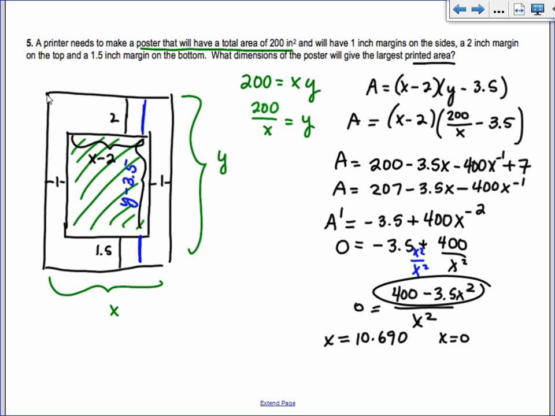All right. So you can do your number line. So you have 0 and you have 10.690. Like I said before, you can ignore anything that's over that. Right? It's negative. It's a length. Get rid of it.